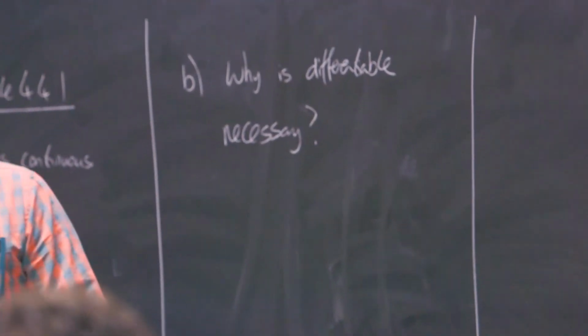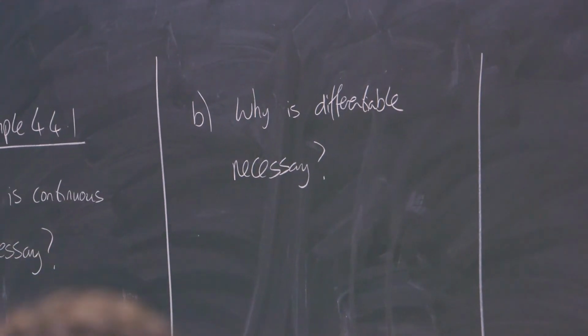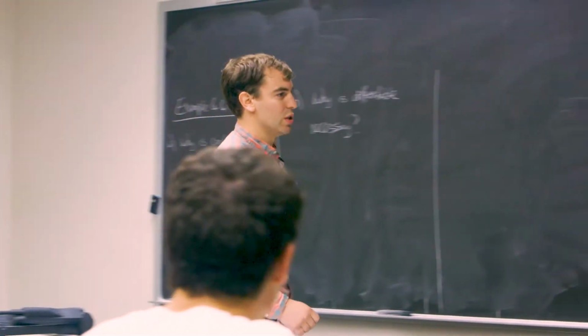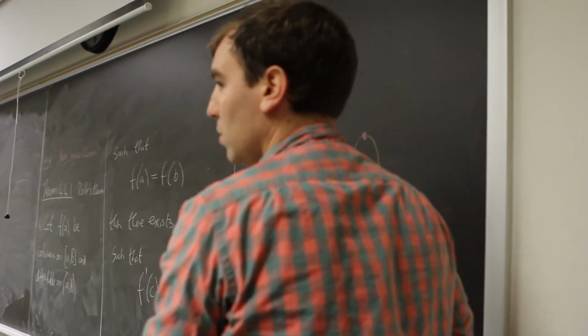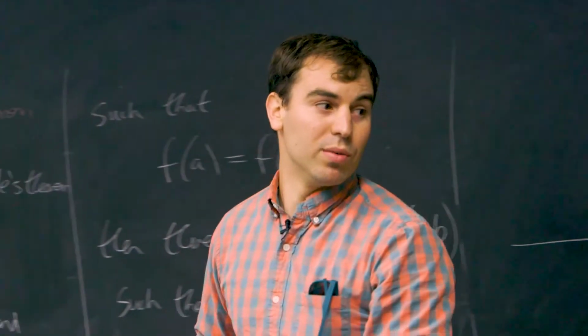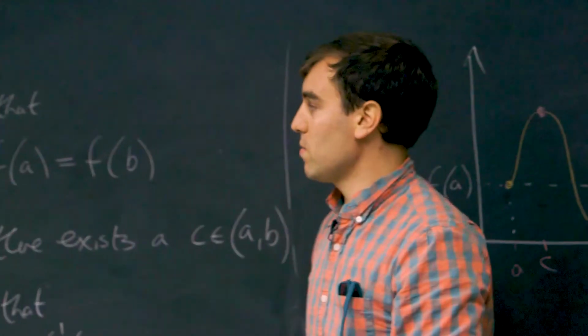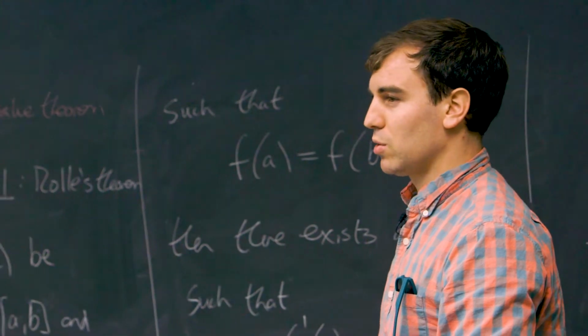Okay, so what I want you to do is get in pairs, and come up with some functions that satisfy everything else but don't satisfy the conclusion. So you want to come up with some function that f of a equals f of b but is not continuous, and therefore there's no point in the middle with slope 0. Okay? And the same thing for differentiable. Does that make sense what I'm asking?